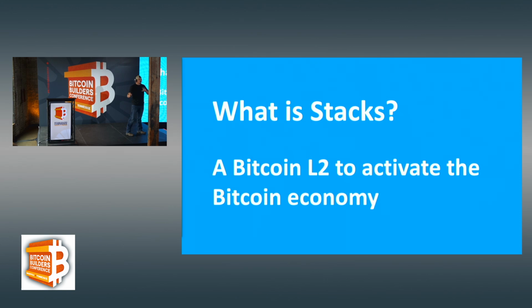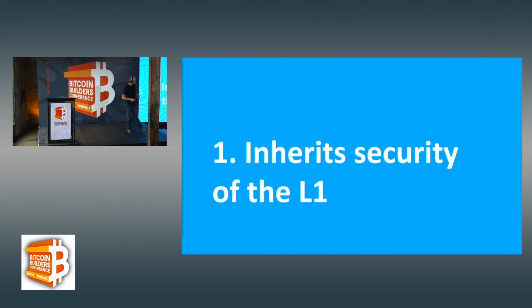This term L2 is a bit of a hot topic in the Bitcoin world right now, so I want to start by giving a few properties of what I think makes a Bitcoin L2. The first one is that it inherits the security of the L1. When I submit a transaction on that L2, once it settles back down to the L1, it should be as hard to reverse as if it happened on the L1. So that's the first property: it needs to inherit that security.